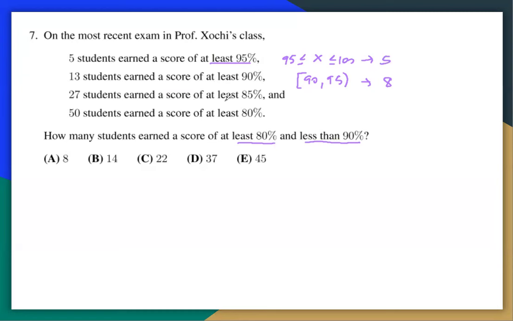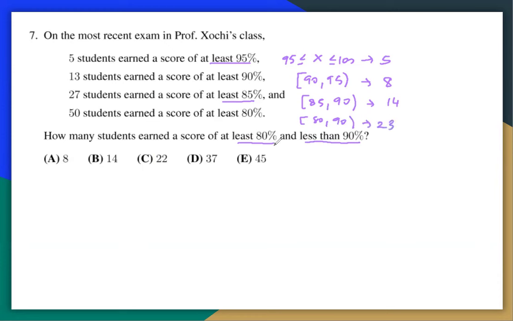And similarly, 85% at least means you could have 85 all the way to, let's say, 90. 85 is inclusive, 90 is not. So we already have 13 people who had 90 or above. So that means in between 85 to 90, we should have 27 minus 13, which is 14. And the last one is 80% at least, which means 80 or above. So let's go with 80 to 90. So that should be 50 minus 27, which is 23.